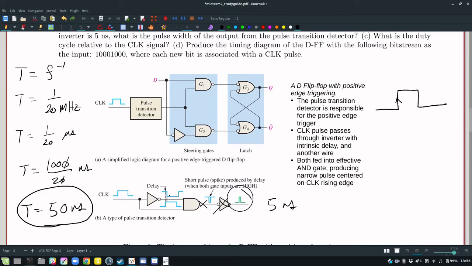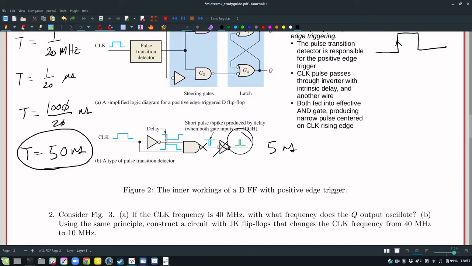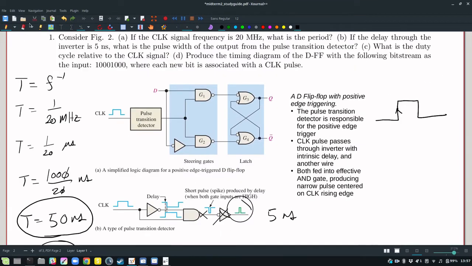And that's only, normally it would be 0 if there was no delay in the inverter. But in fact, it's not the case. So 5 nanoseconds would be the pulse width out of the pulse transition detector.